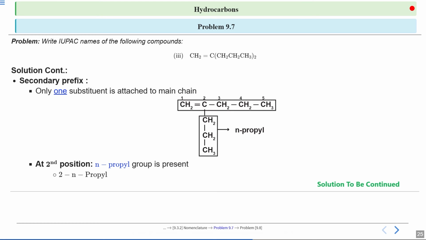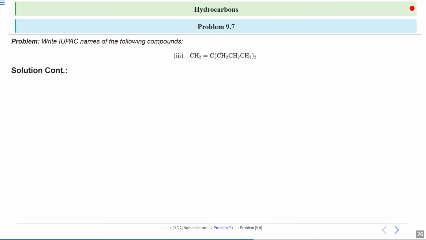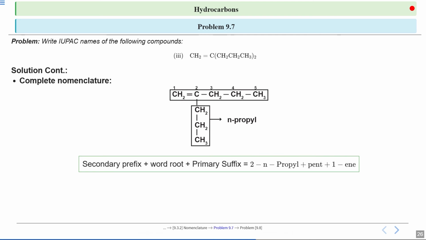Next, we have done the work of the secondary prefix. Now, what will we do? We will write the complete nomenclature. We have all the parts of the general configuration of writing the nomenclature: the secondary prefix, the word root, and the primary suffix. The secondary prefix is 2-n-propyl, the word root is pent, and the primary suffix is 1-ene. Therefore, you can write the complete name as 2-n-propylpent-1-ene.